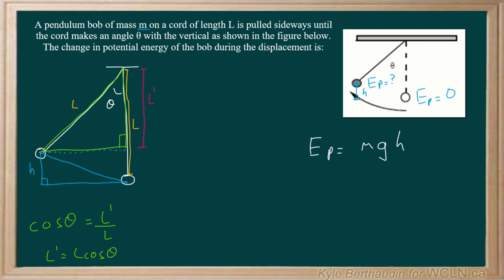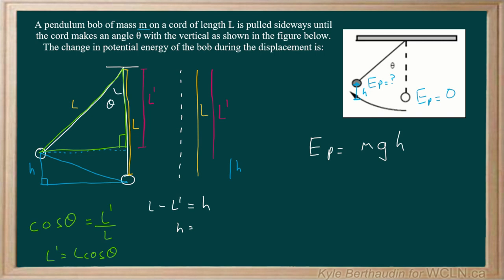Now to find the height h, maybe I'll draw a little comparison on the side here. So we have the full length L of our rope, and then we have the shorter length L primed that we just found, and then there's also the height h, which is this length right here. If we take L and subtract from it L primed, we'll get the length h. So let's do that. L minus L primed is equal to h.